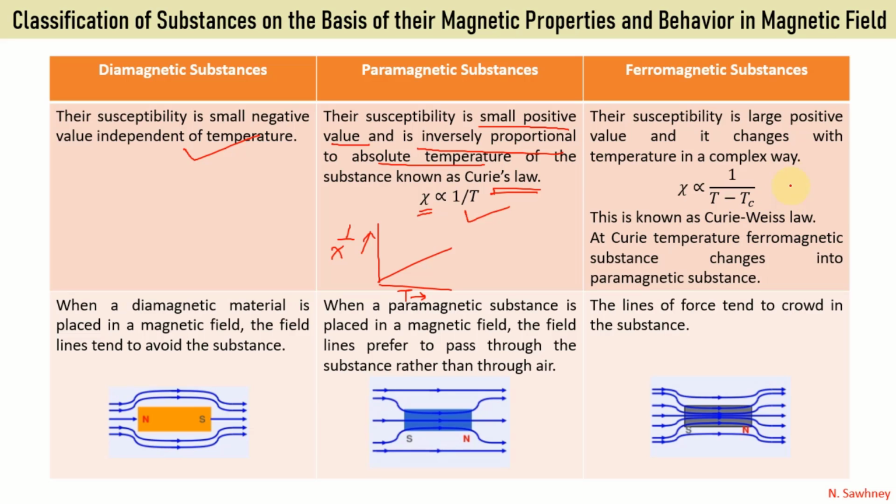While in ferromagnetic substances, the susceptibility is a large value and it changes with the temperature in a complex way like this. That is, the susceptibility is inversely proportional to absolute temperature minus the Curie temperature. This Tc is the Curie temperature. Due to this reason only, they can be magnetized easily and strongly. As the temperature increases, the susceptibility decreases. This is known as the Curie-Weiss law, and at a particular temperature, that is known as the Curie temperature, this ferromagnetic substance changes into a paramagnetic substance. Likewise, iron has Curie temperature at 1000 Kelvin.